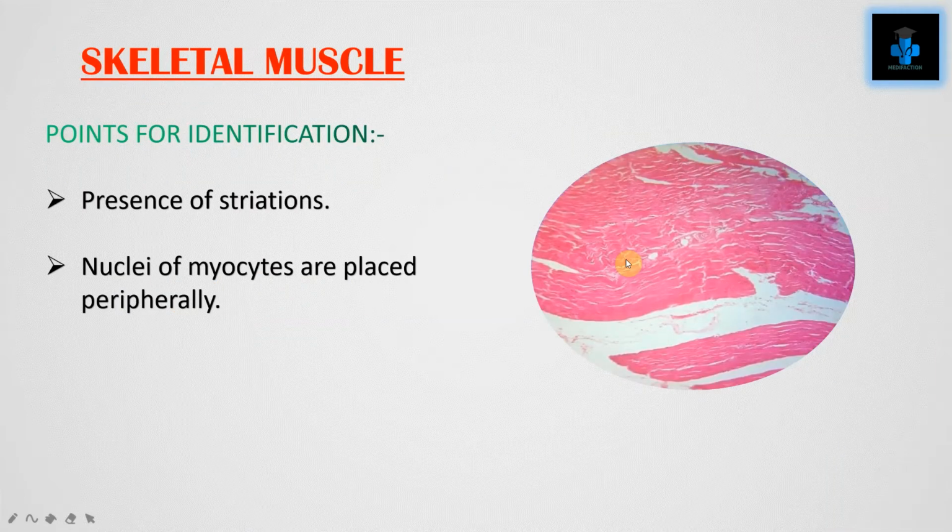Skeletal muscle. So this is how a skeletal muscle looks under a microscope. In order to identify a skeletal muscle, there are certain points for identification. Number 1: presence of striations. And also, the nuclei of the myocytes will be placed peripherally in case of skeletal muscle.